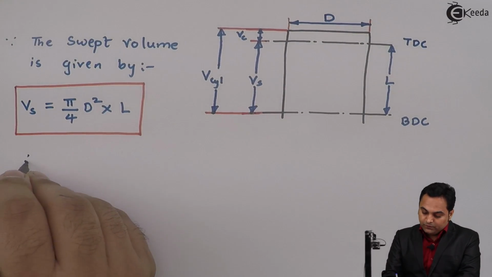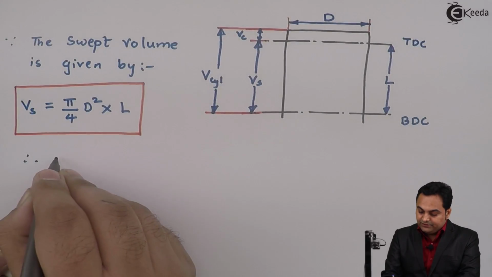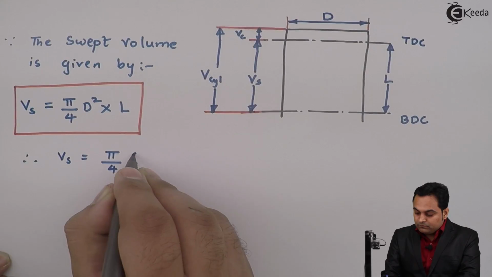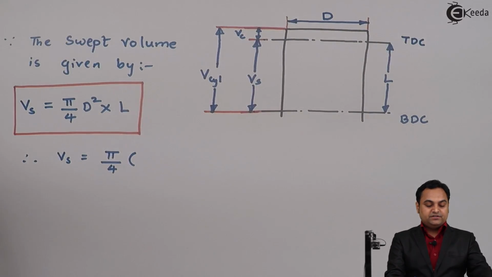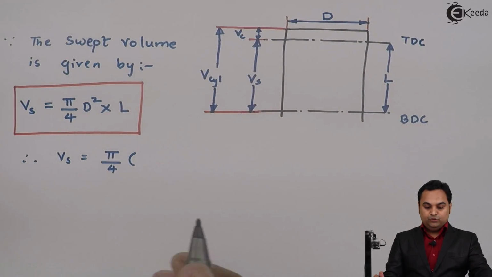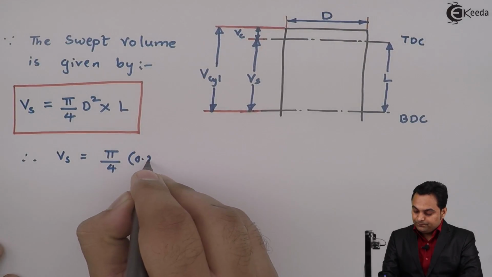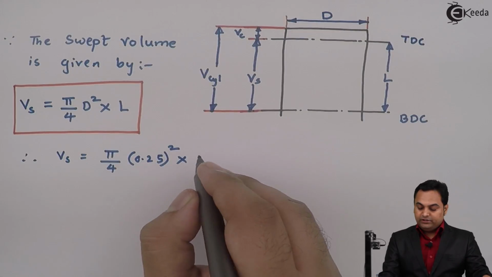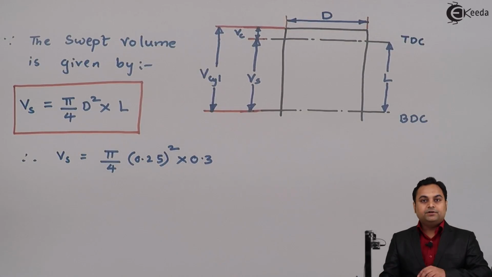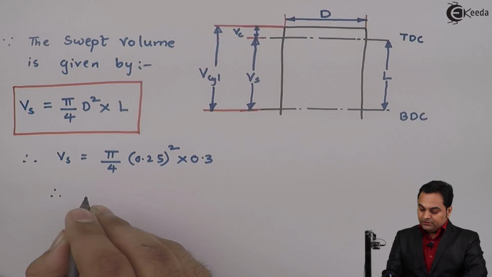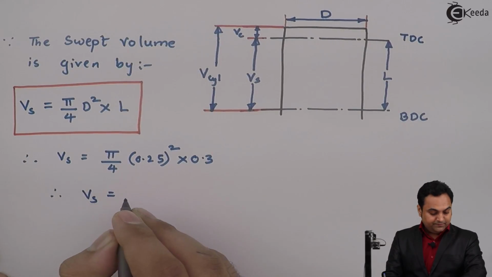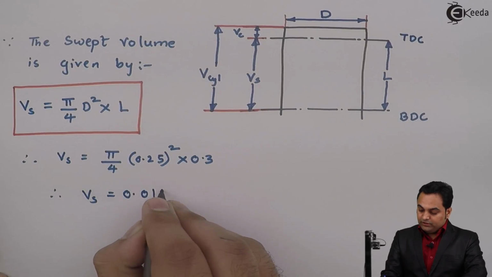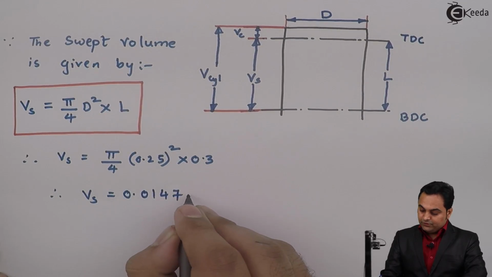so therefore putting the value of diameter and length, the diameter of the cylinder given in the problem is 0.25 meter, so 0.25 square, into stroke length, which is 0.3 meter. So from this I get the swept volume, and my answer is 0.0147 meter cube.